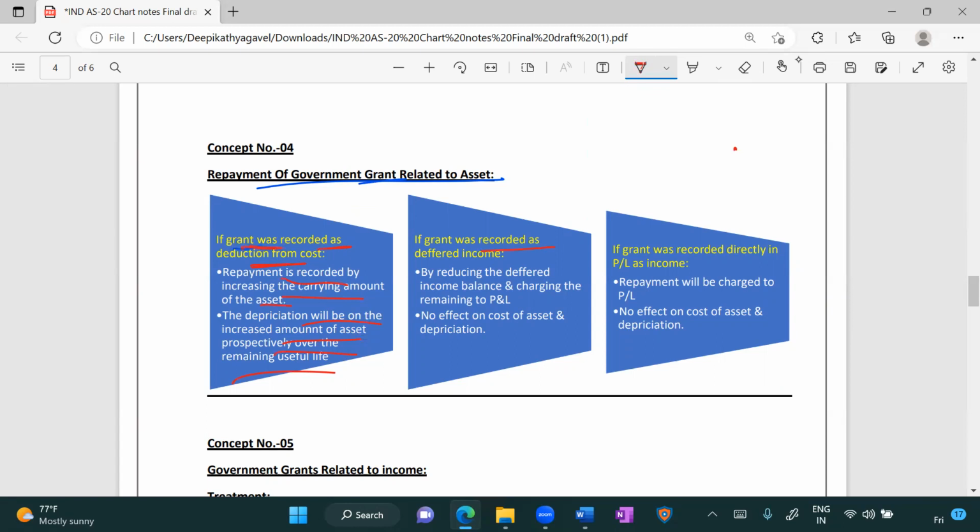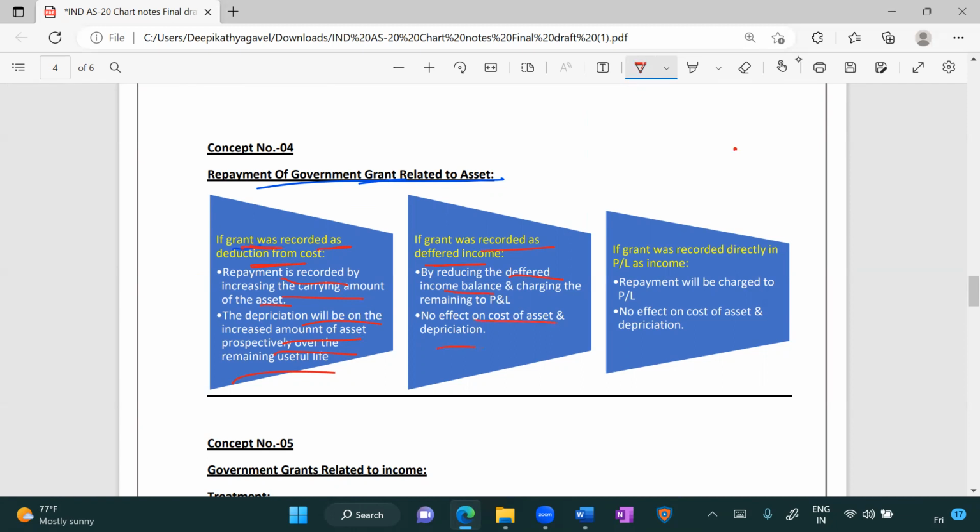And in case the grant was recorded as a deferred income, first you reduce the deferred income balance, whatever deferred income you have still not taken to P&L. Whatever remains, which you would earlier have taken proportionately to P&L, you now charge to P&L. That is what the standard says.